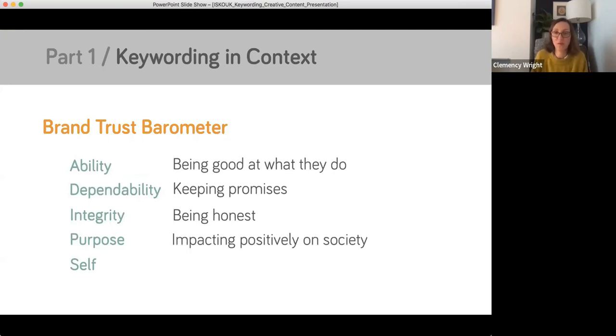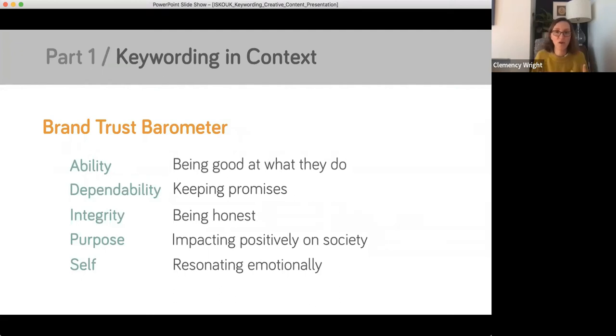Obviously, having a positive impact on society is extremely important to brands, to advertising, to this visual communication that we're going to talk about today. So is this coming across through the visuals, and is it being catalogued through the keywords that these brands use? And does the brand resonate emotionally with its audience?